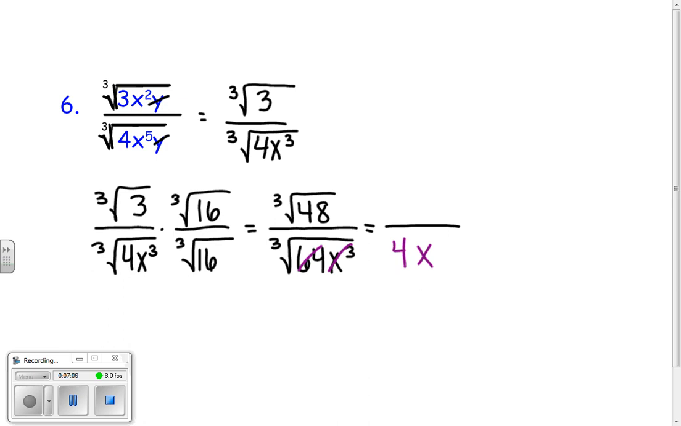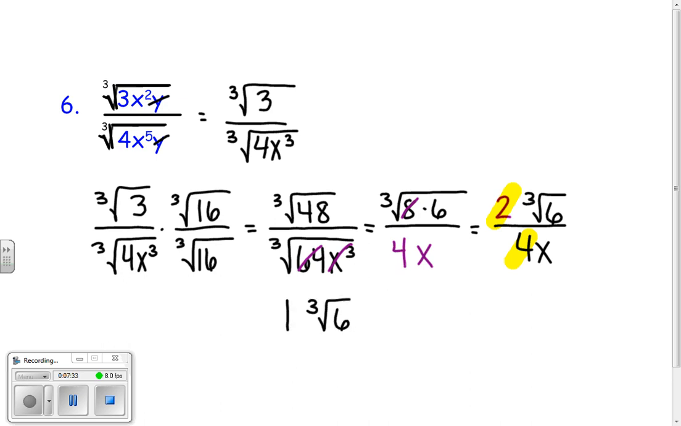On the top, even though 48 isn't a perfect cube, it can be written as the product of 2 of them. So I'm going to change this as the cubed root of 8 times 6. And to go a little bit further on this one, the cubed root of 8 is 2, which leaves me with the cubed root of 6 behind it. And on the bottom, I still have a 4x. If you look, the 2 and the 4 can reduce. 2 and 4 reduce to 1 over 2.